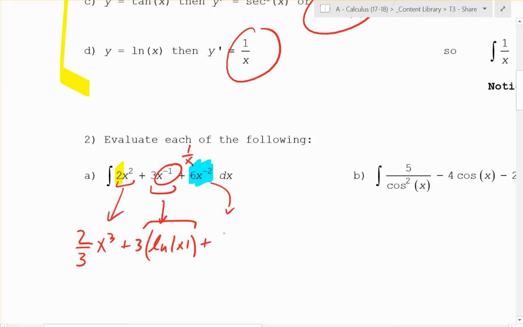That's just going to be plus 6 times... what's it going to be? Remember, you go up 1. So it's going to be x to the negative 1. So it's going to be negative 1 and, well, we can put the 6 there. That's fine. It's the same format we had before. So 6 over negative 1. Because when you take the derivative of this, you end up with positive 6 out front and negative 2. So then it's plus c.